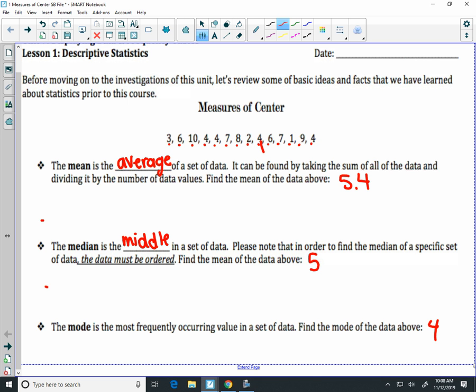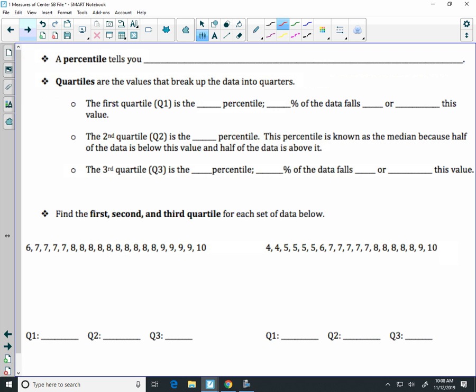Good so far? One of the least painful statistics we've ever done, hopefully. I really don't like putting data in order. I think that's okay.